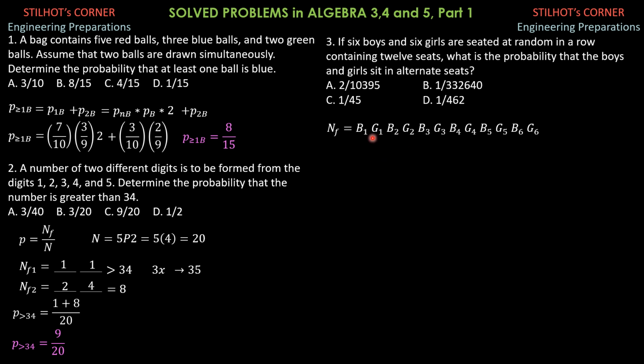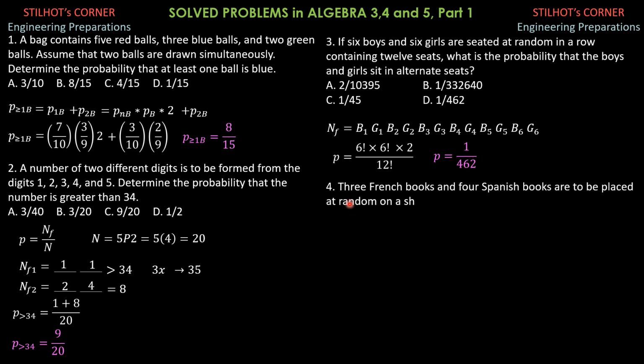For the favorable outcomes, let's focus on the boys first. So there are 6 boys, so we can arrange them in a row in 6 factorial ways. And for the girls, also 6 factorial ways. And we multiply it by 2 because there are 2 cases. In this situation, we have boy, girl, boy, girl, boy, girl arrangement. The second situation is we have girl, boy, girl, boy, girl, boy. And I hope you can follow it. So that's the total favorable outcomes in the numerator, and this is the total number of outcomes, 12 factorial. So computing, the probability is 1 over 462.